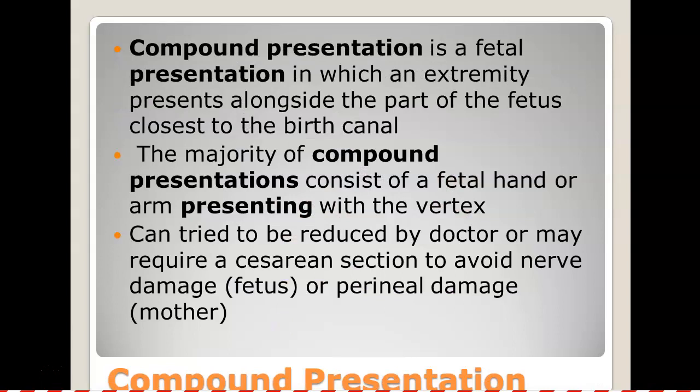Another complication is called a compound presentation. This is when the fetal presentation in which the extremity presents alongside the part of the fetus closest to the birth canal. The majority of compound presentations consist of a fetal hand or an arm that presents with a vertex presentation. So this can be reduced, or at least they can try to reduce it by the doctor, but oftentimes it may require a cesarean section because we want to avoid any kind of nerve damage to the fetus or perineal damage to the mom.